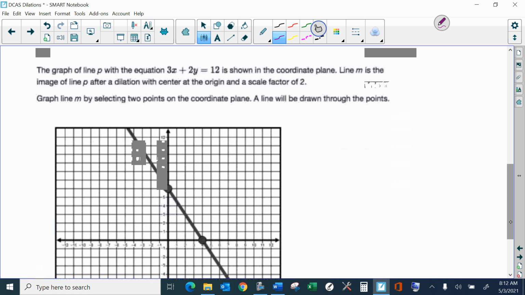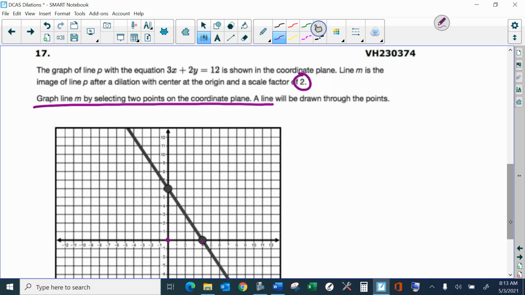Graph the line of the equation right there. Remember, that's a standard form. The two easiest points to plot in the standard form are the X and Y intercepts. So when you make that 0, that's 4, 0, which they have plotted there. And make that 0, and this becomes 6, 0, 6 is plotted there. So they've graphed it for you. Line M is the image of line P after dilation centered at the origin. That's nice and easy now. It's at the origin, a scale factor of 2. So remember, the slope stays the same because parallelism is true. It says graph line M by selecting 2 points on the coordinate plane. That will be drawn through that.